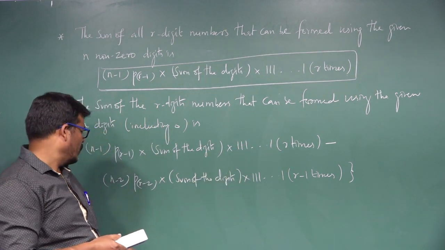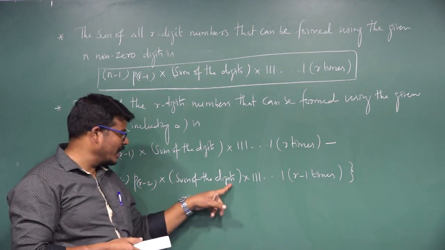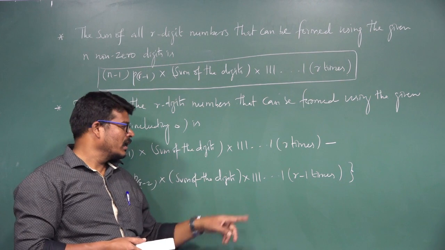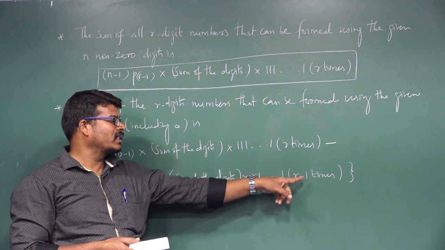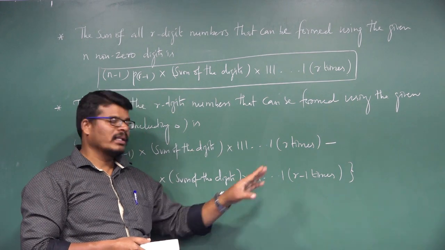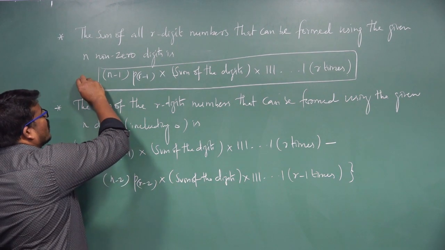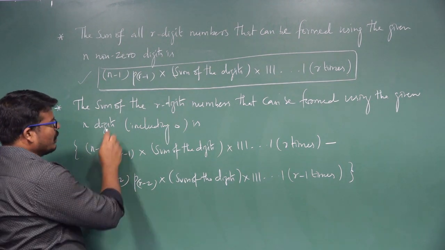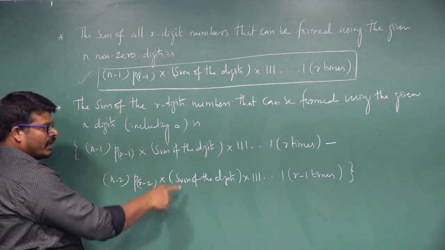Minus (n−2)P(r−2) into the sum of the digits into 1, 1, 1, r−1 times. Here r is 4, so r−1 is 3, and we write 1, 1, 1 three times. That is r−1 times. That is how to use the formula. The first is the sum of all numbers excluding 0, and the second formula is the sum of all numbers including 0.